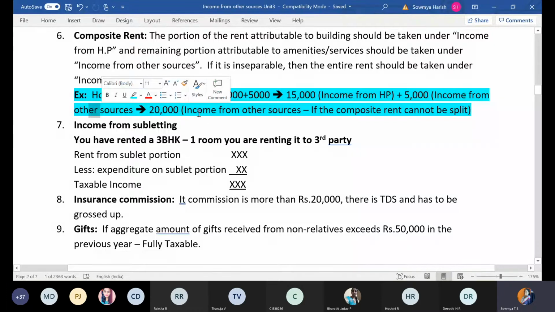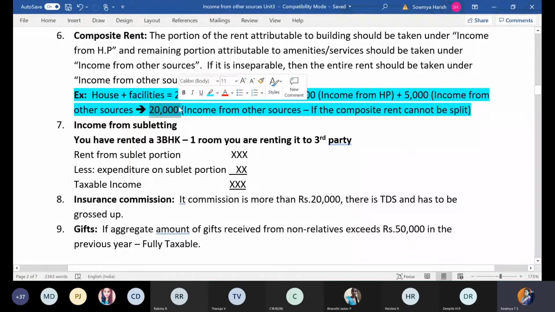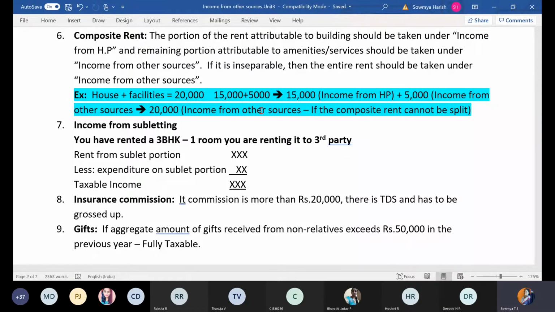But if you are not able to split this 20,000 between facilities and house, then this entire 20,000 will be charged under the head income from other sources. Only if you are not able to split it, then you will take this as composite rent, and the entire 20,000 will be taxable under the head income from other sources. Hope it is clear now.